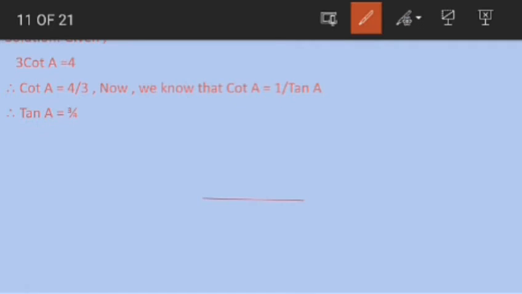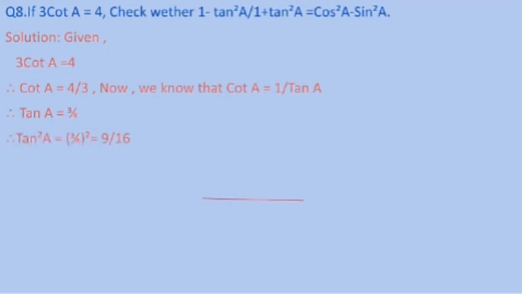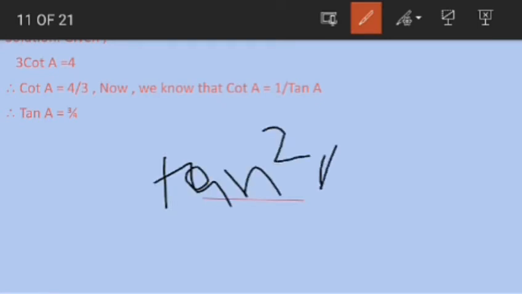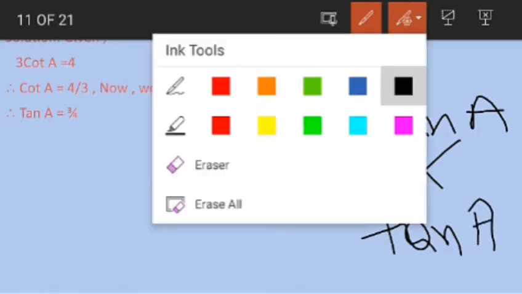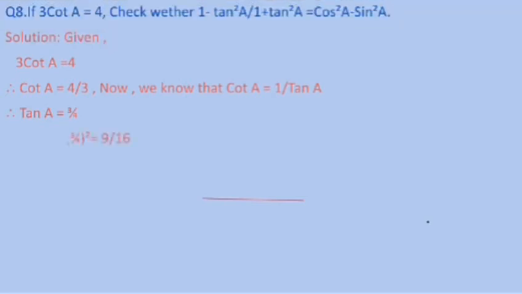Okay class, now we have the value of tan A, so we can find tan square A. Tan square A is going to be the square of 3 by 4, that is 3 divided by 4 whole square. Remember class, tan square A means tan A into tan A. So just multiplying the two values of tan A together, you will get tan square A to be 9 divided by 16.